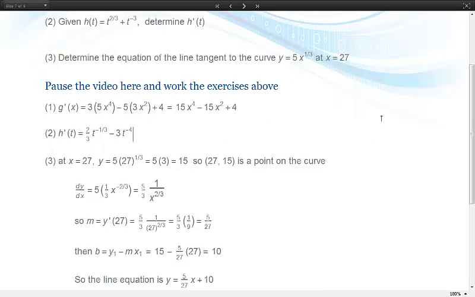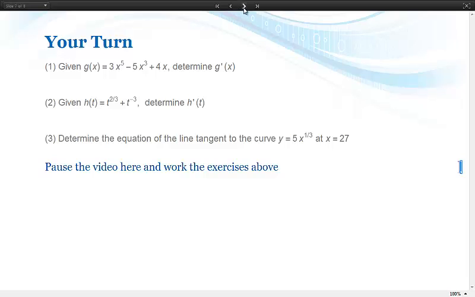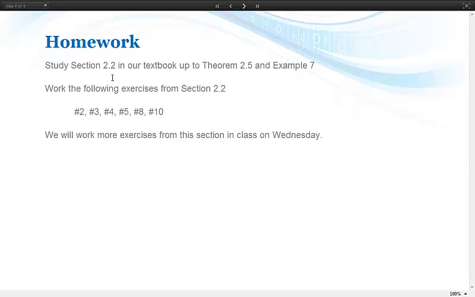Okay, so that's our lesson for today. For homework, please study section 2.2 in our textbook up to theorem 2.5 and example 7. Those are found, at least in my version of the book, on page 94.